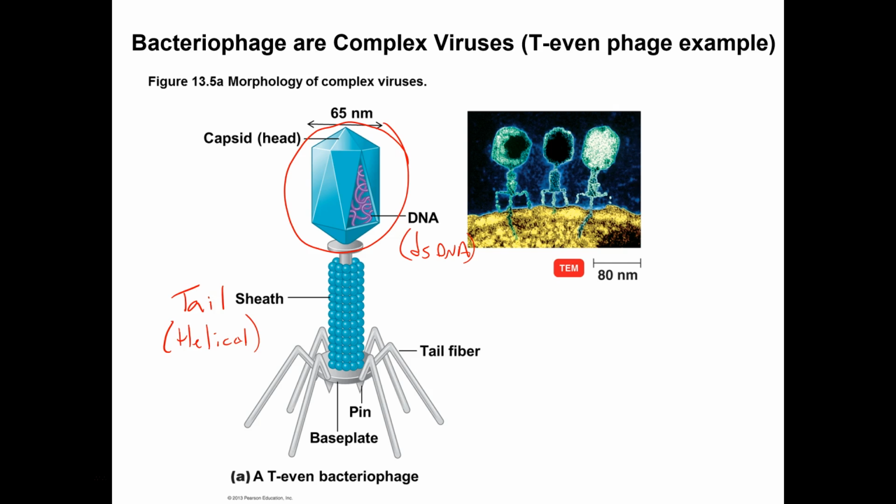Now these tail fibers, folks, those are the spikes. So while many viruses have their spikes protruding from the capsid, not bacteriophages. The little legs, the little tail fibers, those are the spikes. The pin is actually of interest to us, and it'll be important in a little bit. The pin is an enzyme called lysozyme.